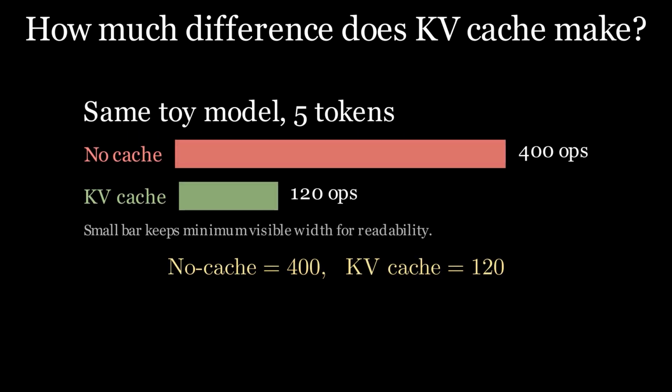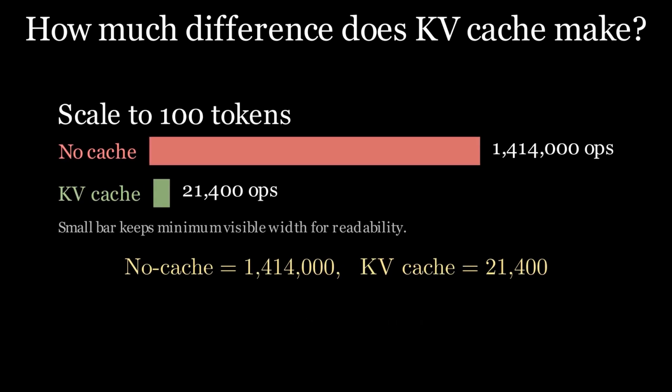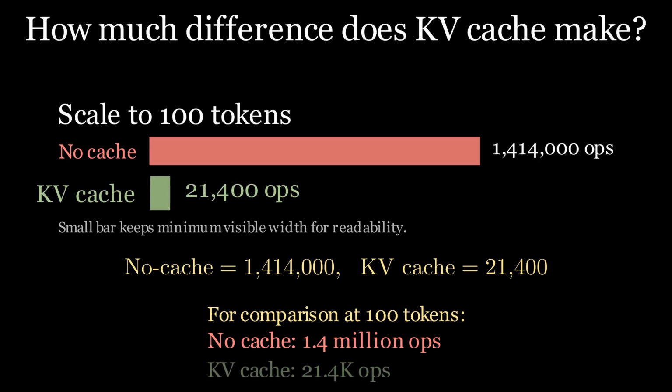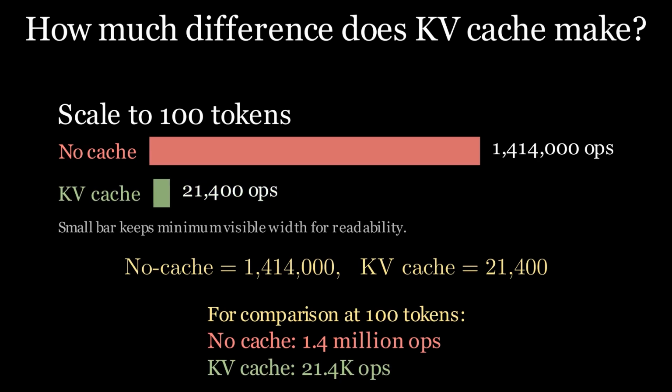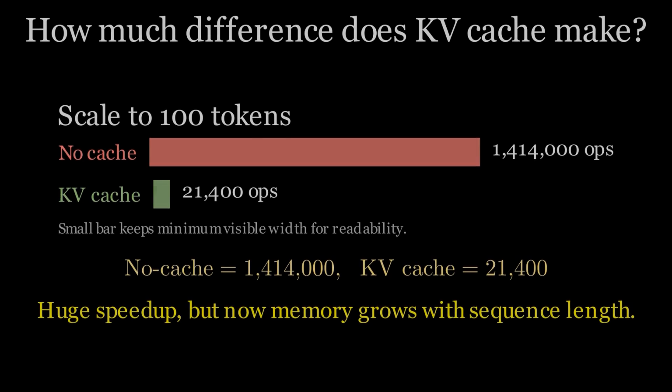Scaling it to 100 tokens and comparing against non-cache version of model will appear like this, which is a huge difference. For comparison, 100th token without cache was taking 1.4 million operations, whereas with caching it's just 21.4 thousand operations. This is insane, but this insanity comes with a memory cost.